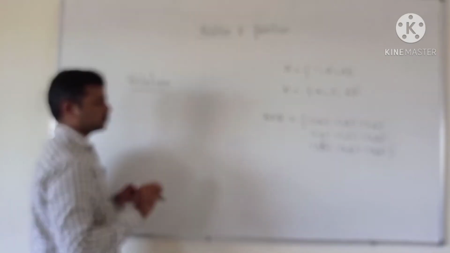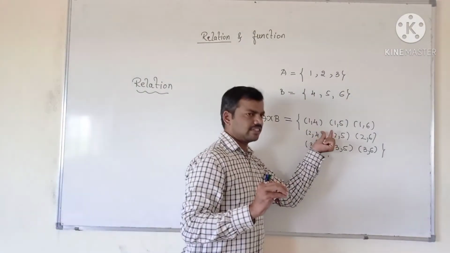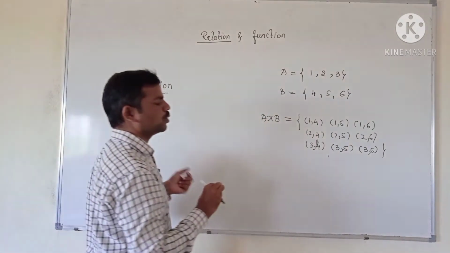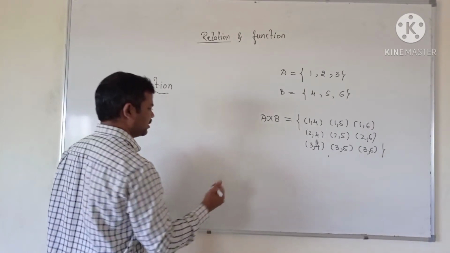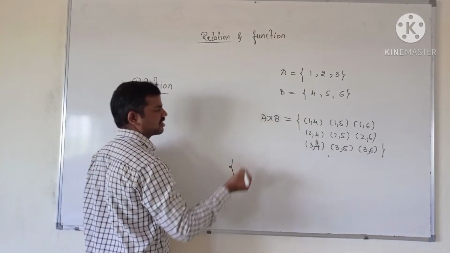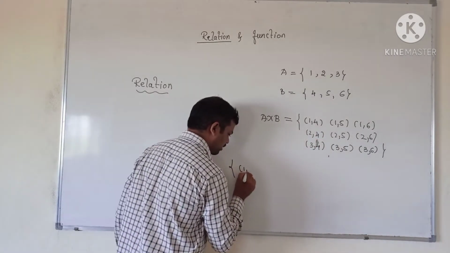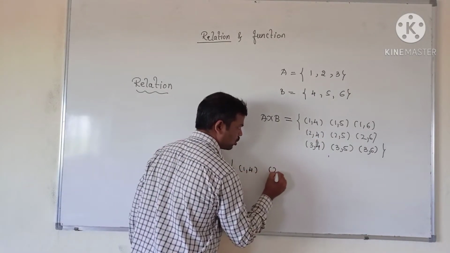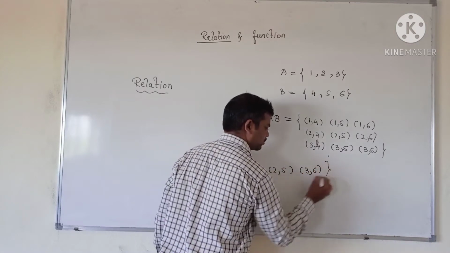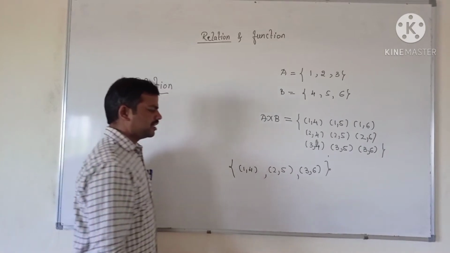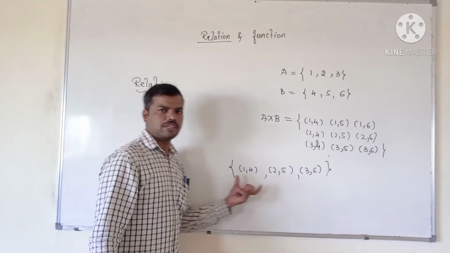Now we have to write the relation in such a way that we take elements from this. We have to take the ordered pairs by giving a specific connection, so now we form a collection. I will take 1, 4; 2, 5; and 3, 6. This much only I will take, and I have formed the set.